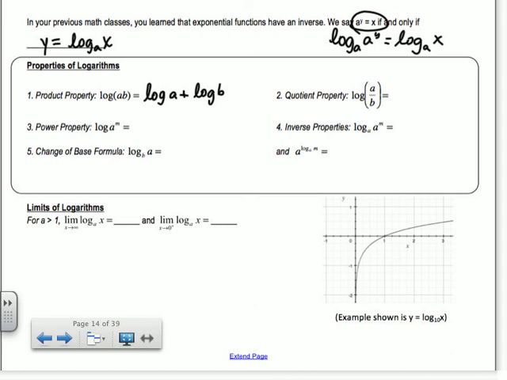Okay, log of a to the m, log base a, or log of a, right? No base, must be log base 10. Change base formula: log of a over log of b. Do you guys really all remember these? Good. All right, quotient property. So this is log of a minus log of b.